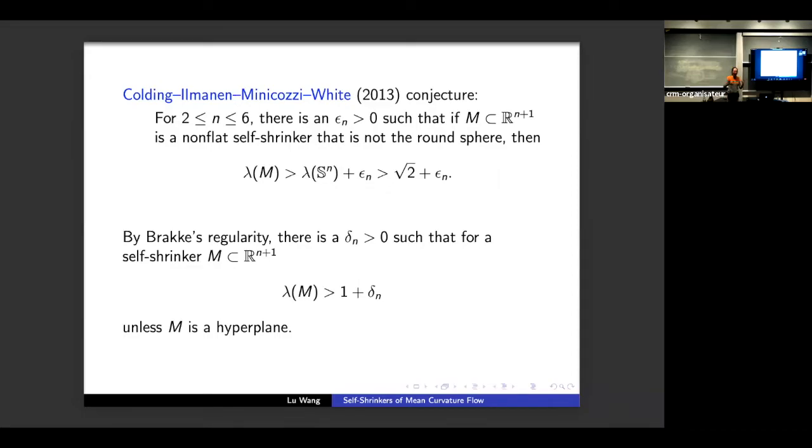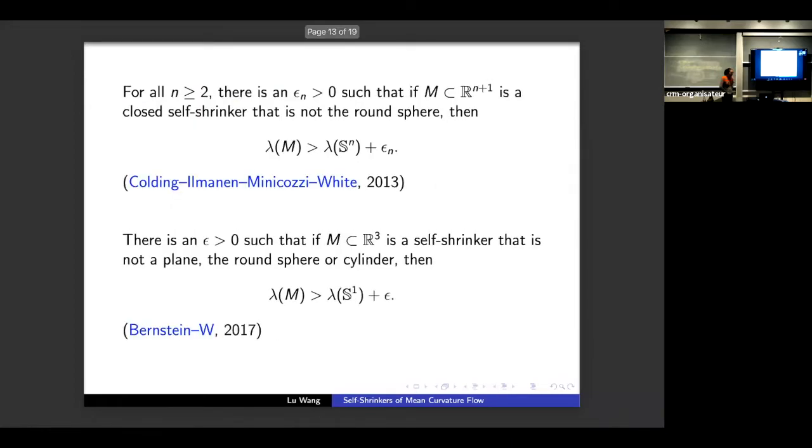Even though we already know that the entropy stable self shrinker has to be a plane, sphere, or cylinder, if you think about the moduli space of these self shrinkers, you don't actually know how these self shrinkers are connected by gradient flow lines. So you can't directly appeal to the classification of entropy stable ones to prove this conjecture, and one has to use some other idea. Okay, so then I would like to report some progress on this conjecture.